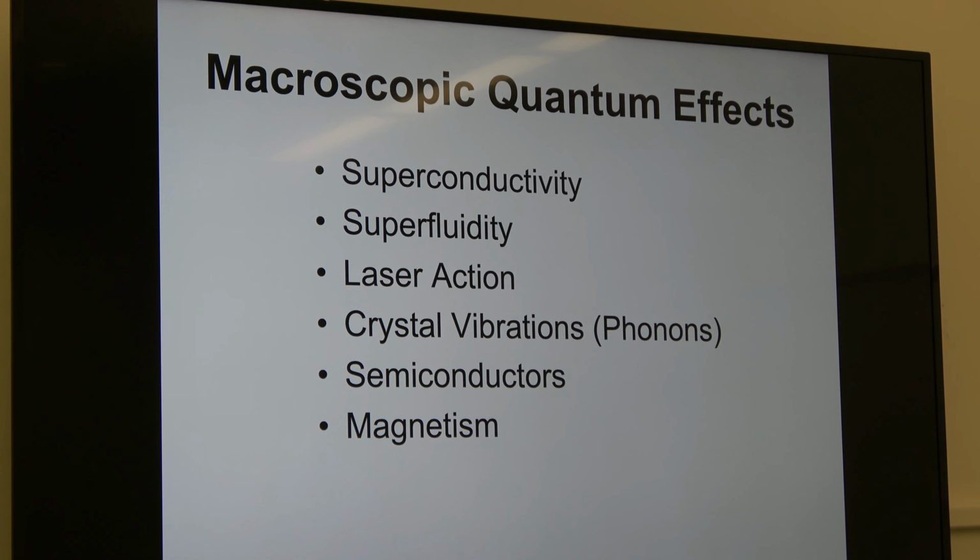And then you have crystal vibration. We don't see it, but they manifest themselves by specific heats. Semiconductors, I showed you the Fermi-Dirac distribution of electrons. And again, there are trillions of electrons flowing in a semiconductor, in a diode or transistor, but these are quantum devices at room temperature. And then magnets.